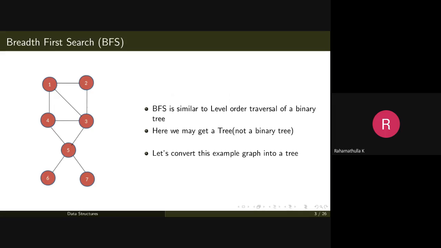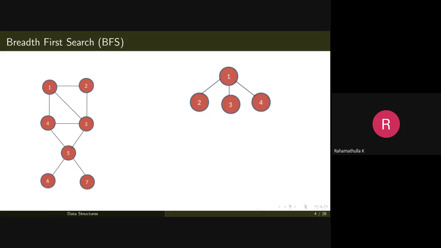Let's take this example graph with 7 vertices. The idea behind BFS is similar to level order traversal of a binary tree. We can actually convert this graph into a tree. We may not get a binary tree, but we'll get a tree. Let's try to convert this into a tree first. Then we'll look at the breadth first search algorithm.